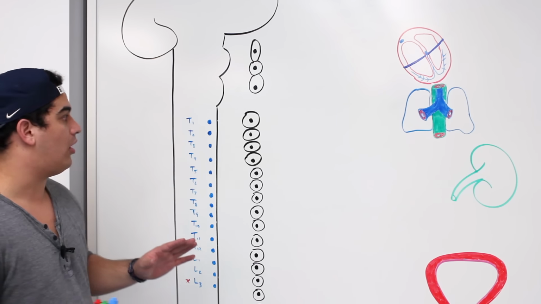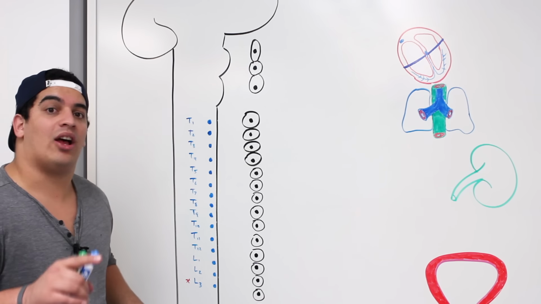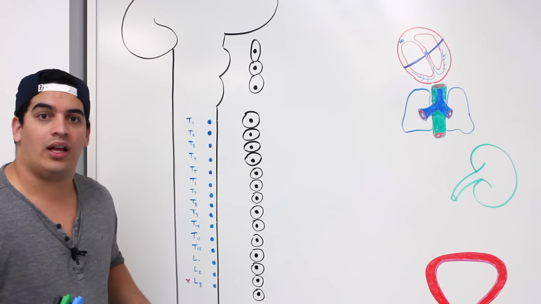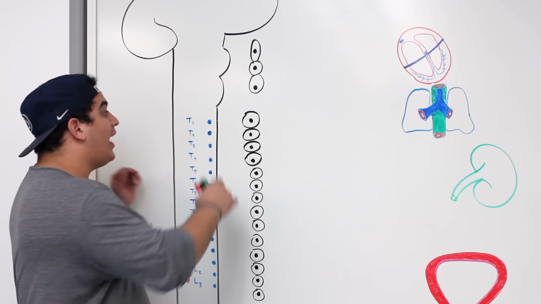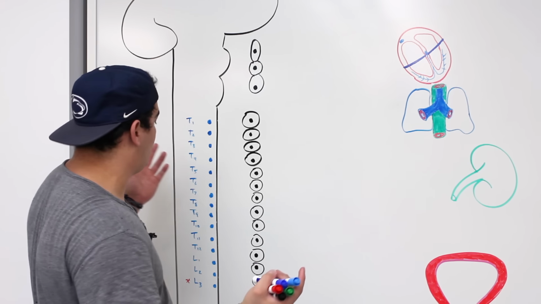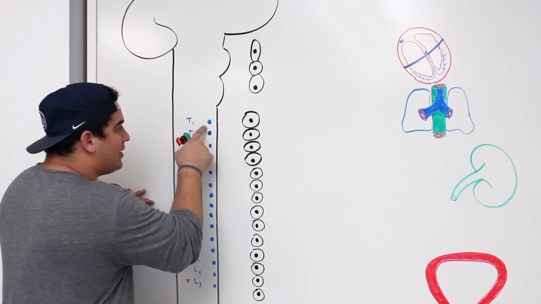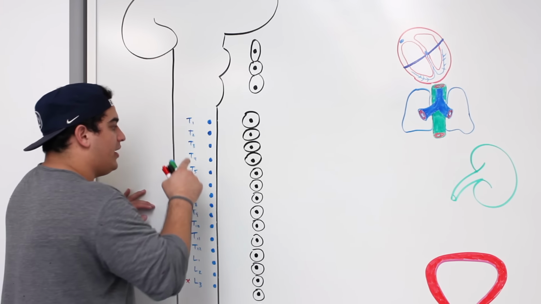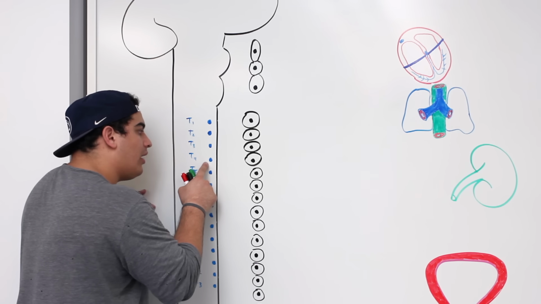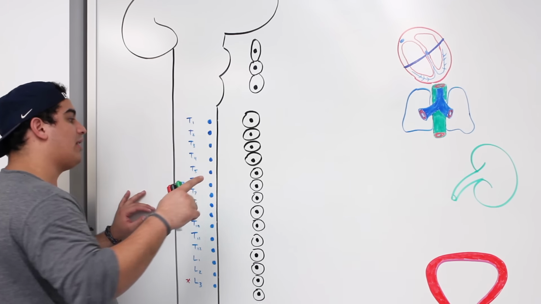It's a sympathetic outflow. Now, what are these blue things? These blue things are the cell bodies of the preganglionic motor neurons, which are located in the intermediolateral column, or the lateral gray horn. I think that one's easier to say. Either way, remember you can find these cell bodies of the sympathetic preganglionic motor neurons in the lateral gray horn or the intermediolateral column.